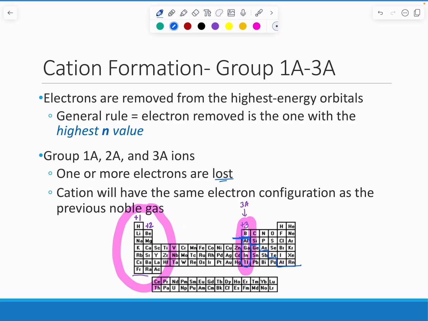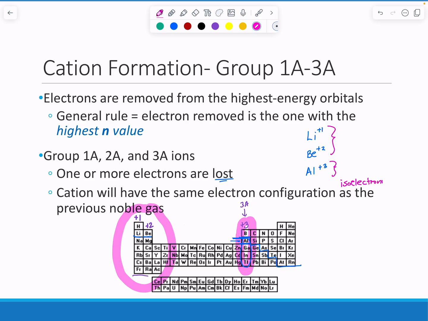So again, in groups 1, 2, and the metals in 3A, you're going to be losing electrons, and the cation that you form is going to have the same electron configuration as the previous noble gas. So let's compare three different ions. So lithium is going to form a +1, okay, and beryllium, which is right next to it, is going to form a +2 ion, and let's look for aluminum, down here, and that's going to form a +3 ion, and so let's consider which noble gas they are isoelectronic with.